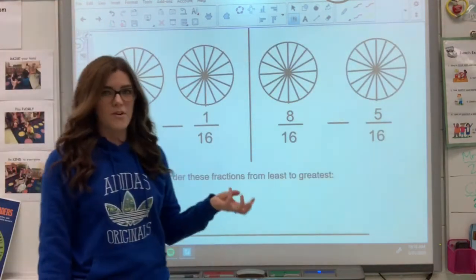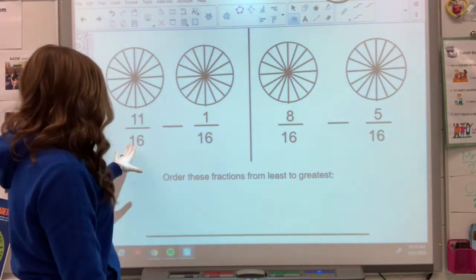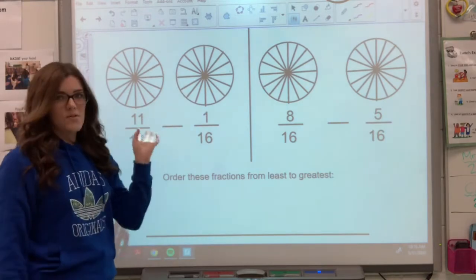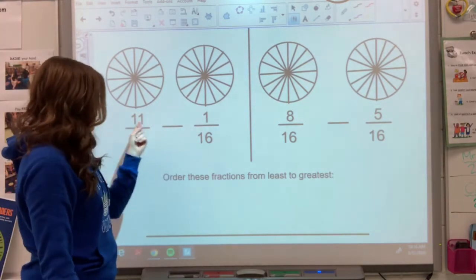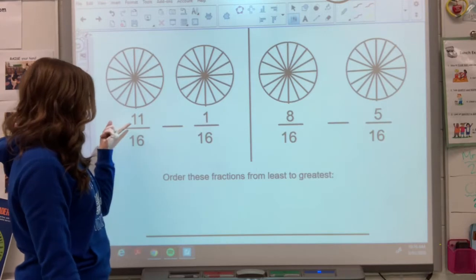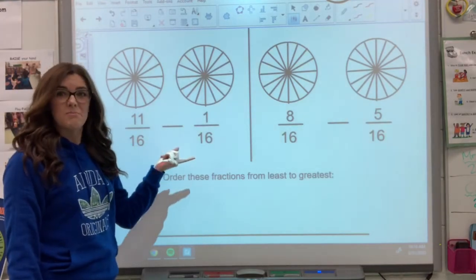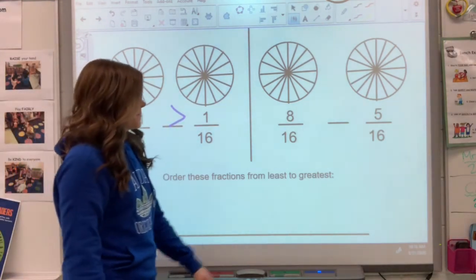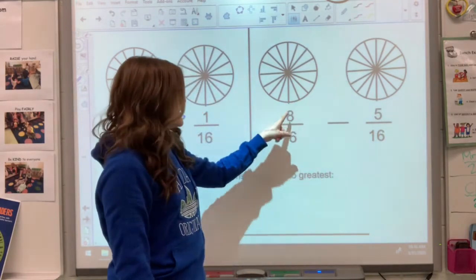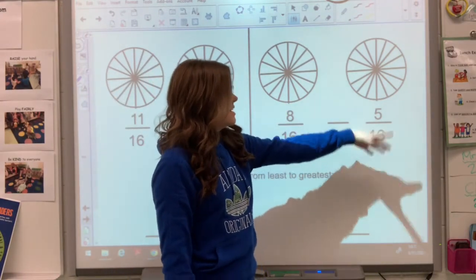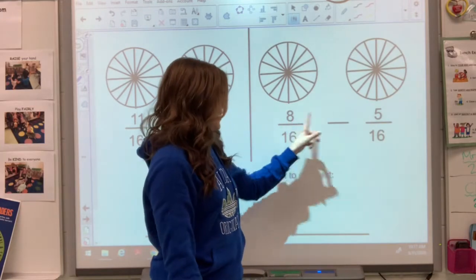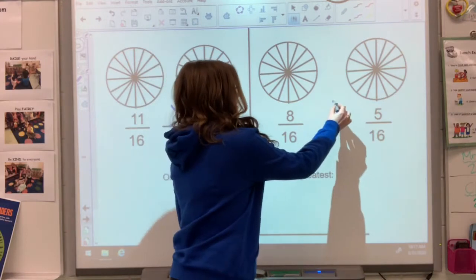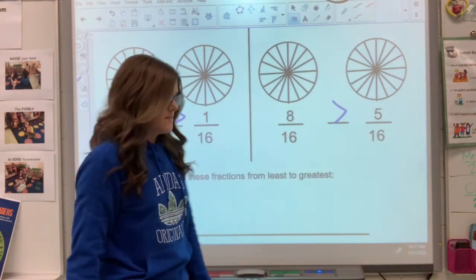Next, we're going to go into bigger fractions. We're going to look at 16ths. So I have 11/16 and I have 1/16 that I'm going to be comparing. I can color them in if I want, or I can just look at my numerators because my denominators are the same, and I know right away that 11/16 is going to be bigger than 1/16. So Allie's mouth is going to be facing 11/16. The next two fractions that I'm going to be comparing are 8/16 and 5/16. I can just look at my numerators because my denominators are the same, and I know that 8 is greater than 5, so 8/16 is going to be greater than 5/16.